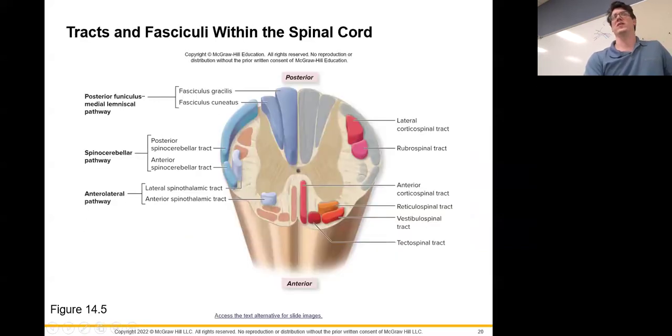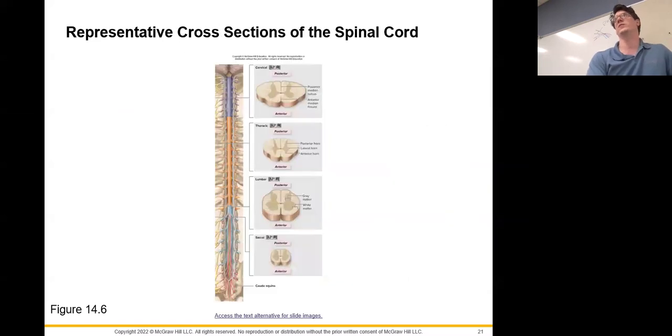This basically is just showing you how complicated those tracts and those funiculi can be. Once again, I'm not going to ask you any of these or have you identify them. I just want you to see that we can track them a little bit.